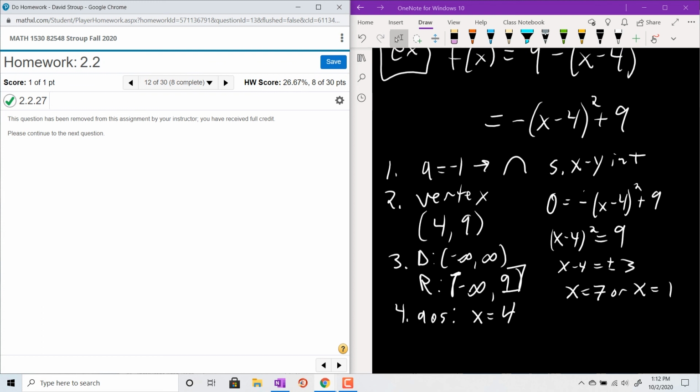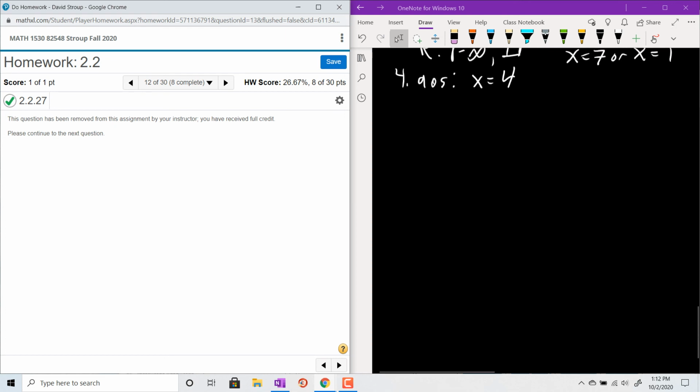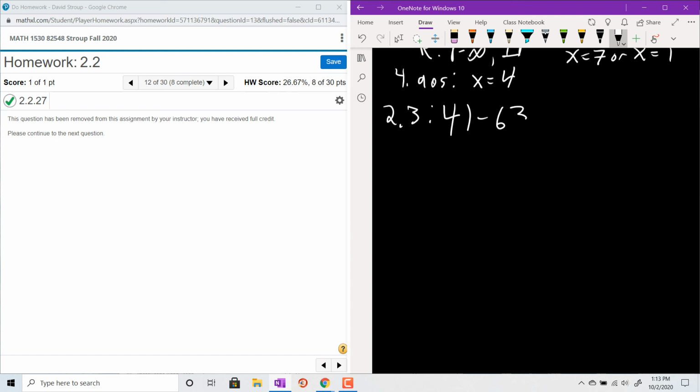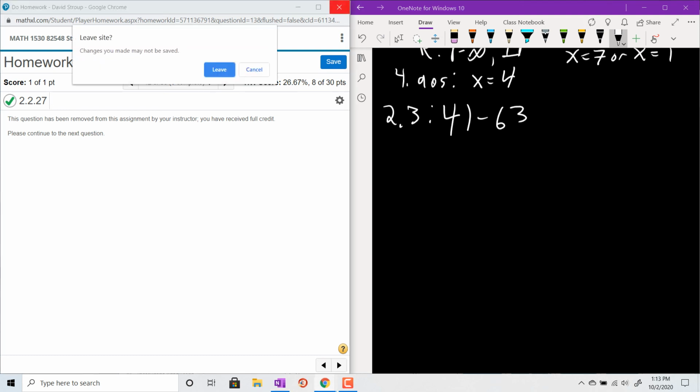All right, so the next type in 2.3 are polynomial types. So let's get in there and see what we got. Okay, so 2.3 now. I'm looking at questions like 41 to 63 in the book. Let's see what they look like in MyMathLab.